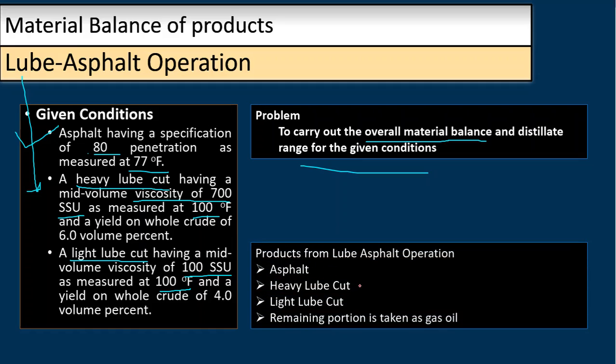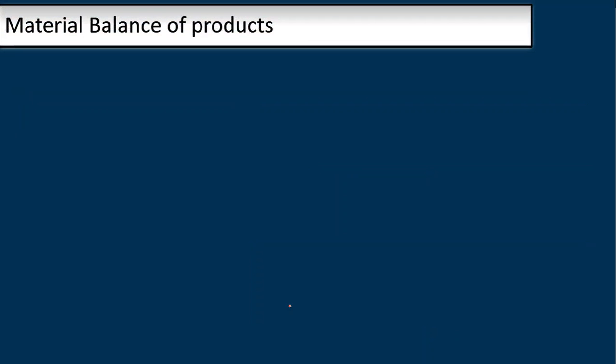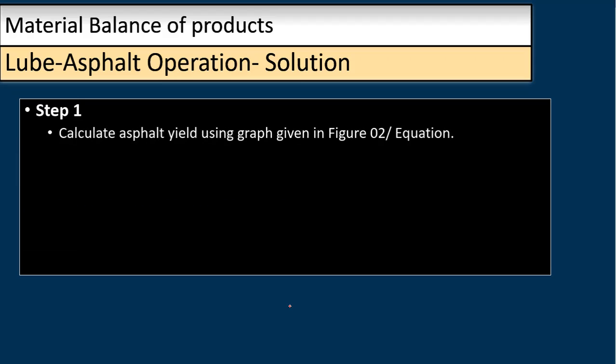We have to find out the range and the yield of asphalt, heavy lube cut, light lube cut, and obviously a few materials are left, and that portion of material is known as the gas oil. We will look at that more clearly in the graphical representation. So now come to the step-by-step solution. What is the solution?